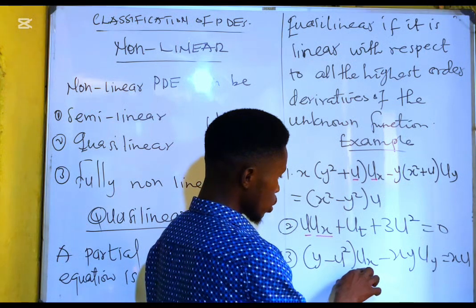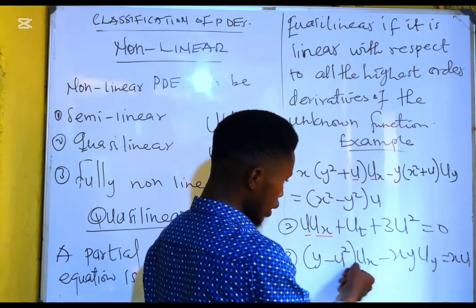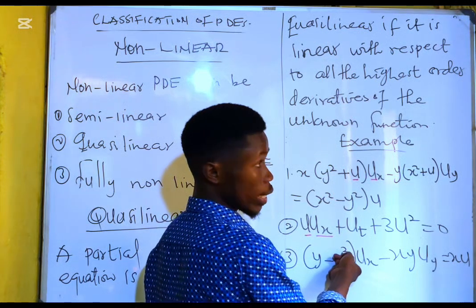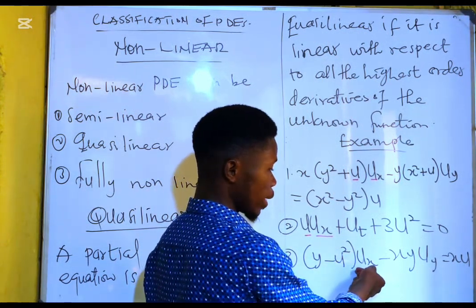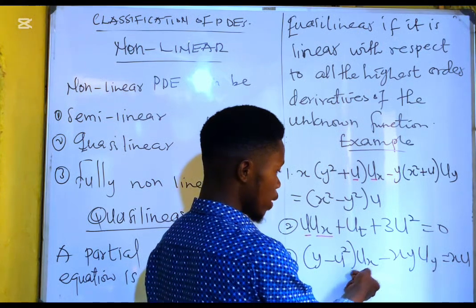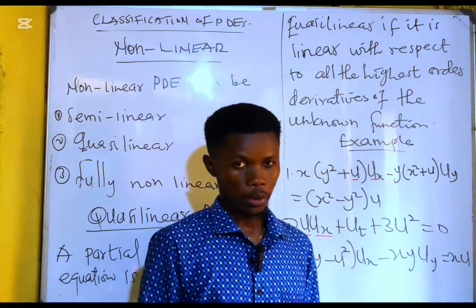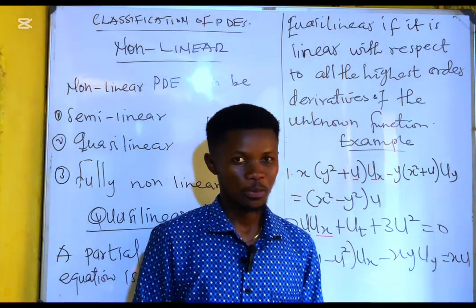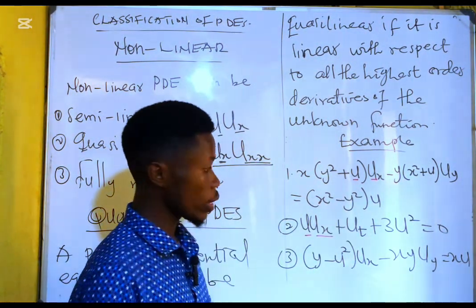And also, see this is multiplying this, and this is the unknown function. It doesn't matter, there's a square here which is making it semi-linear, but this is the unknown function multiplying a higher derivative. That makes it what? Quasi-linear. Is that okay? I hope you understand the quasi-linear now. I'm moving fast, don't worry, because of my time. So that is the quasi-linear.